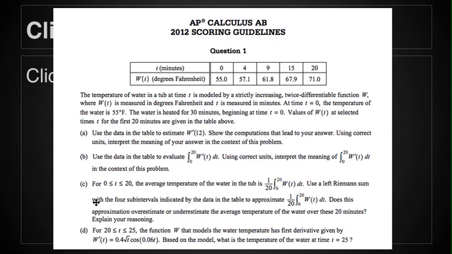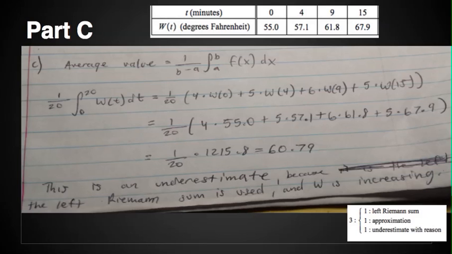Okay, so part C: for 0 to 20, the average temperature of the water in the tub is 1 over 20 times the integral from 0 to 20 of W of t dt. Use the left Riemann sum with 4 subintervals indicated by the data in the table to approximate the integral. Does this approximation overestimate or underestimate the average temperature of the water over these 20 minutes? Explain your reasoning. Okay, so in this part, you need to know the average value formula, which is 1 over b minus a, integral a to b of f of x dx.